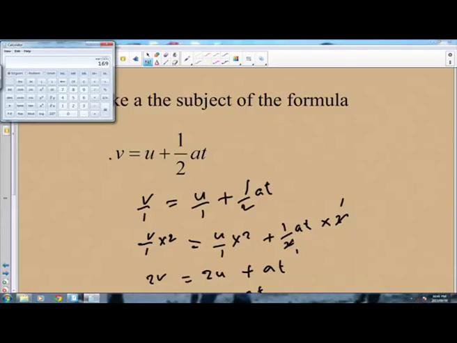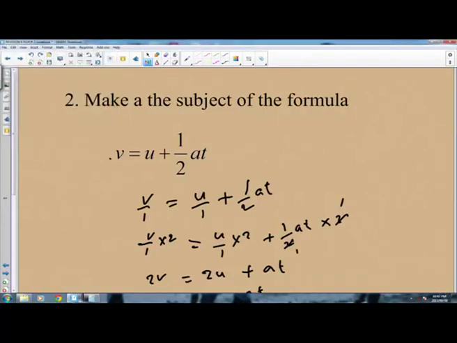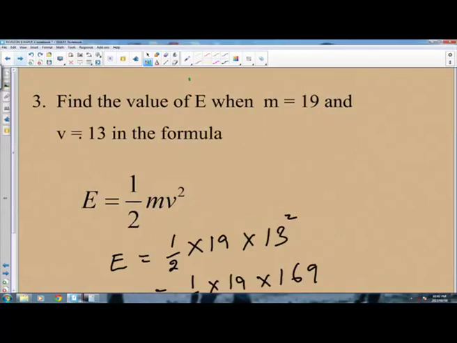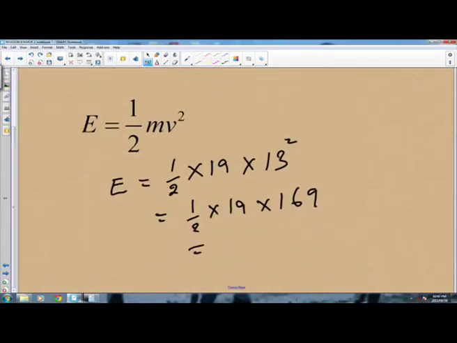It's 169 times 19. This is what we get, and then we need to divide by 2. Divide this by 2, and then the answer is 1605.5. So the answer is 1605.5. This is the value of E upon multiplying 19 times 13 squared, and then after that divide by 2.